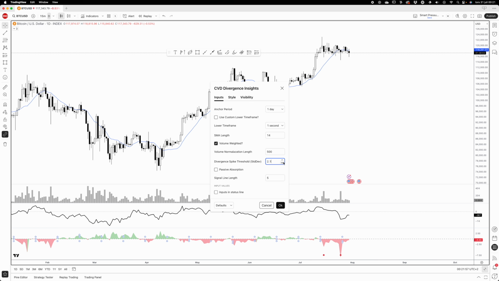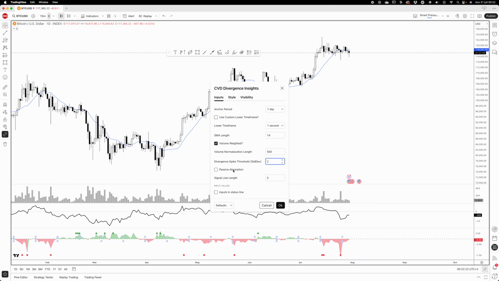By default this is set to 2, and I personally like to keep it there and just use my own judgment. When I see several dots in a row like this, I just treat that as a single event. If you're trading intraday, you may want to play with this setting if you're using the spikes for something.